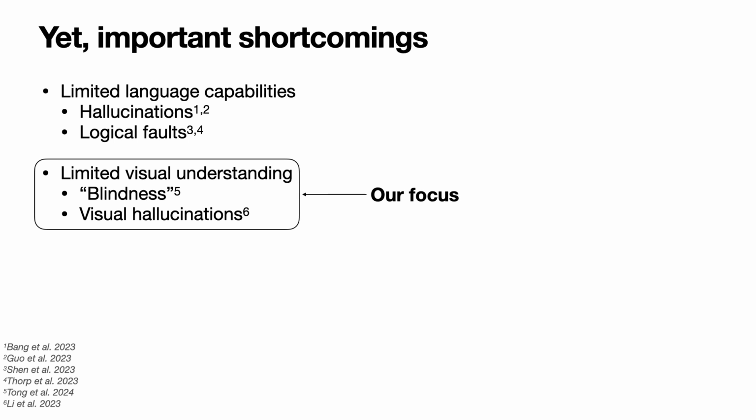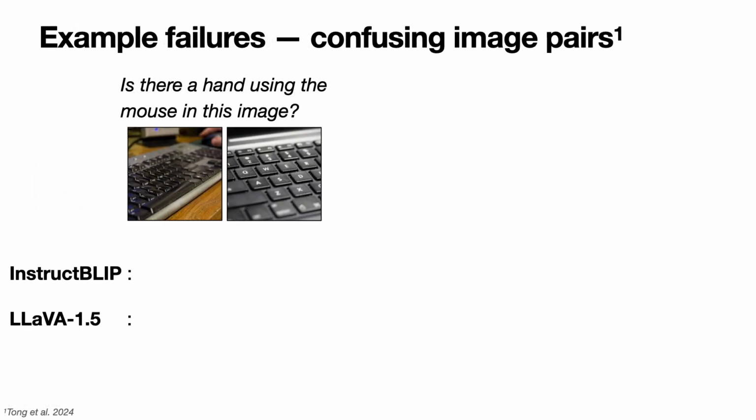In this work, we focus on the visual aspect of VLMs and investigate these visual understanding issues. Let's look at an example from a VLM benchmark. We are testing the predictions from 2 recent VLM methods, namely InstructBlip and Lava. For this image pair, we ask the following question. Is there a hand using the mouse in this image? The answer is obviously yes for the first image and no for the second. Note that the VLMs see each image independently and make predictions. We then assess whether they are able to differentiate the visual differences between the 2 images.